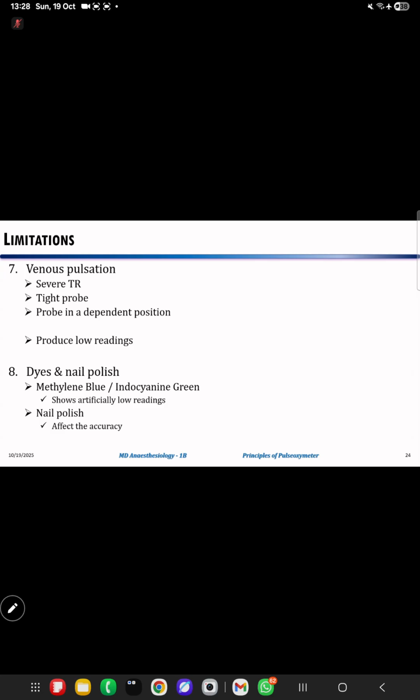And when there's a venous pulsation, we are not supposed to have the veins pulsatile, but if there is venous pulsation, such as in severe tricuspid regurgitation, it can interfere with the final results because we don't measure the venous pulsation. And if the probe is in a dependent position sometimes, or tight probes, might produce low readings. Dyes such as methylene blue and indocyanine green can show artificially low readings. And nail polish also can affect the accuracy.